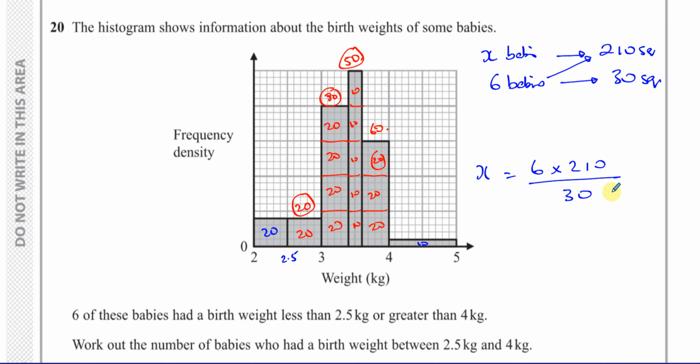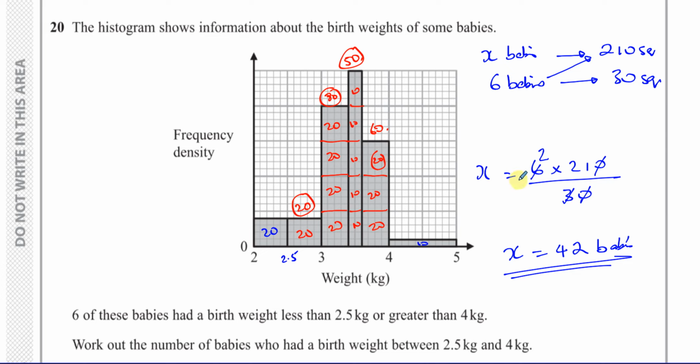So we could do the following. I know that these can cancel out. I know that 3 goes into 6 2 times. 2 times 21 is 42. So X equals 42 babies. Okay, so 42 babies is our answer.